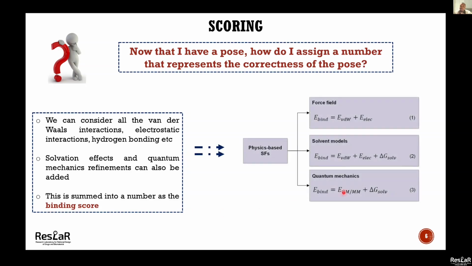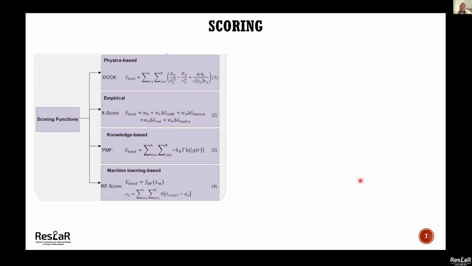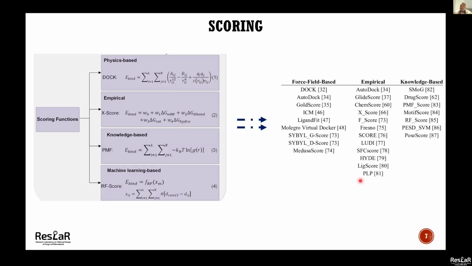So when you sum it up into a binding score, then that binding score becomes the basis for comparing the different poses. So, for example, the physics-based method, which we are going to discuss in the next slide, sums up van der Waals and electrostatic interactions. It also includes the solvation model and possibly the quantum mechanical effect. And then it sums up all of this to be able to generate a single binding score. Okay. Now, let's look at a few scoring functions that are available for use in most docking algorithms.